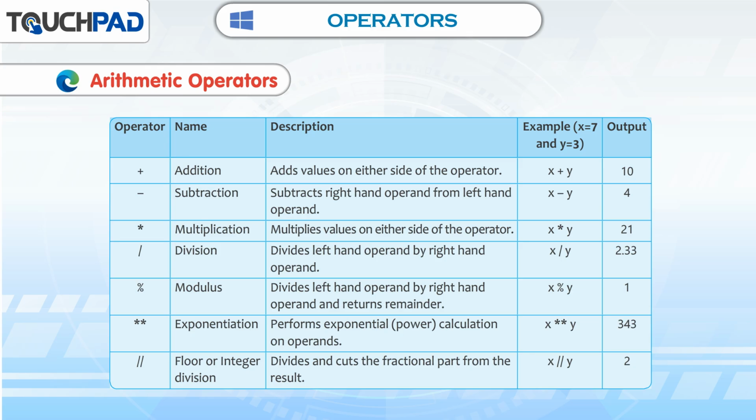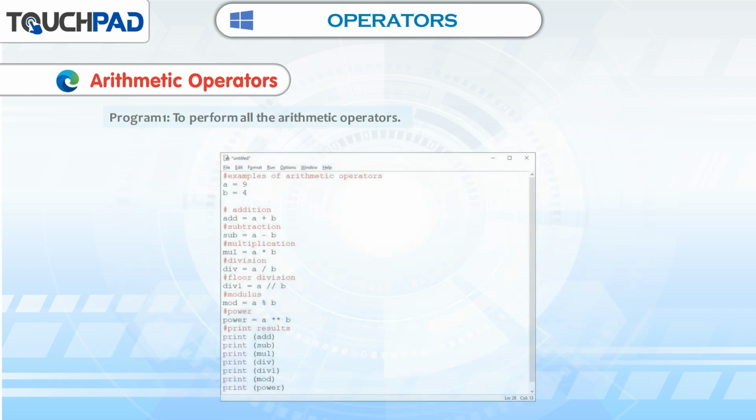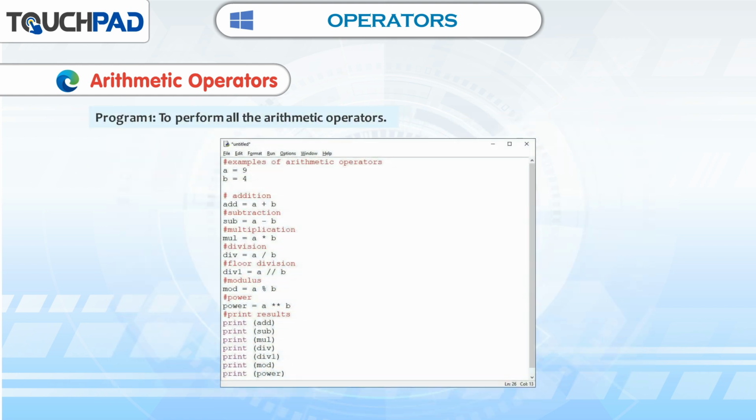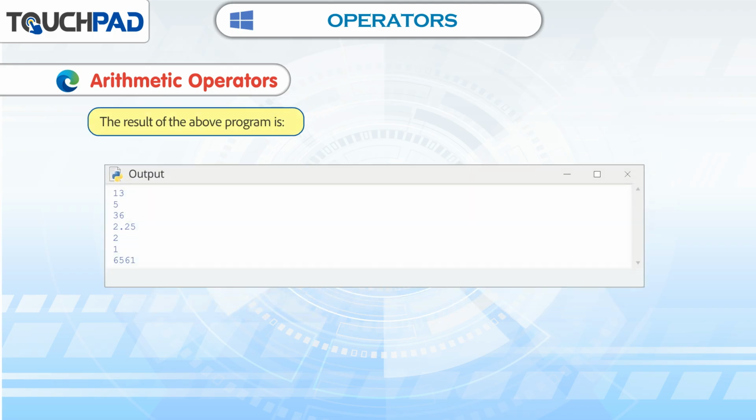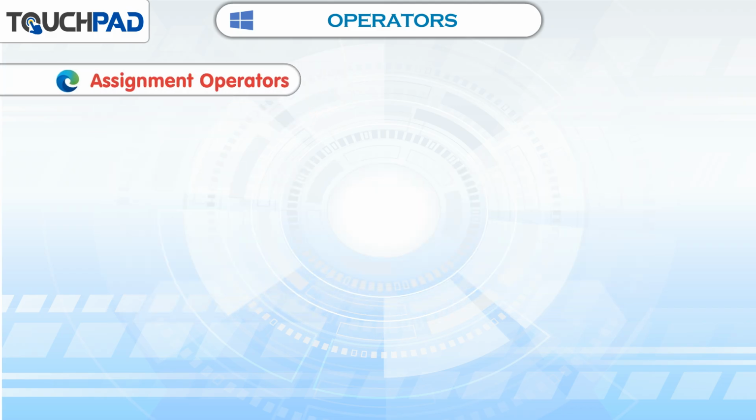Exponentiation: performs exponential power calculation on operands. x ** y, 343. Floor or integer division: divides and cuts the fractional part from the result. x // y, 2. Program 1. To perform all the arithmetic operators. The result of the program is shown.